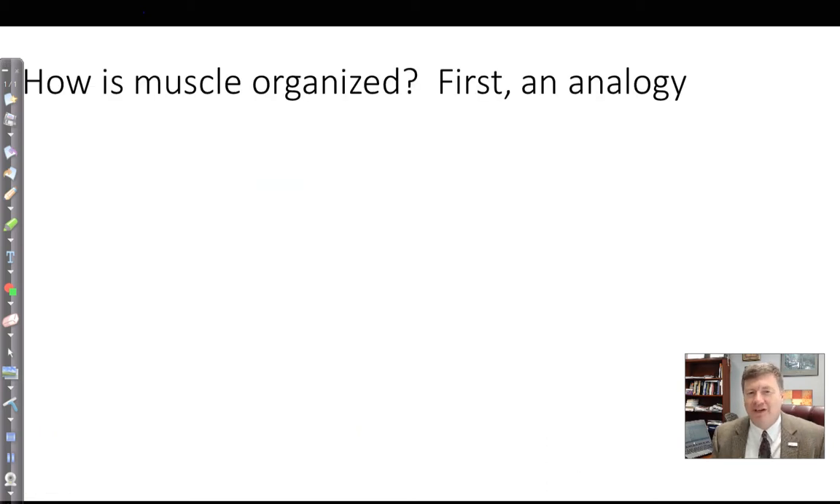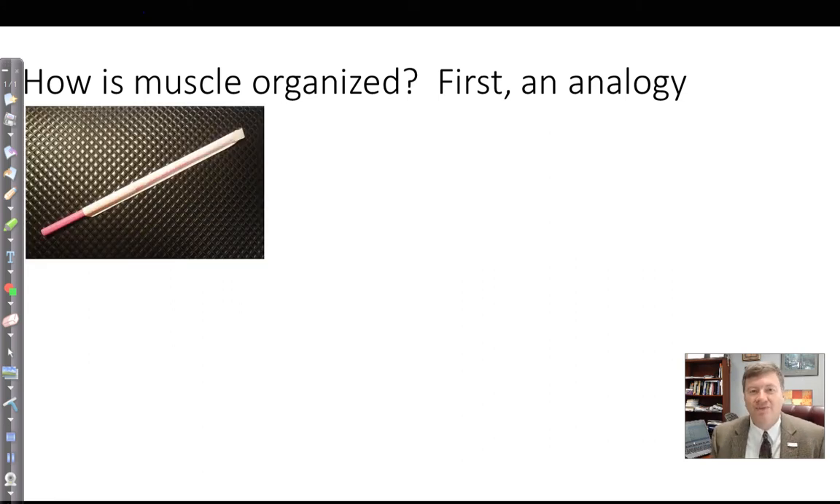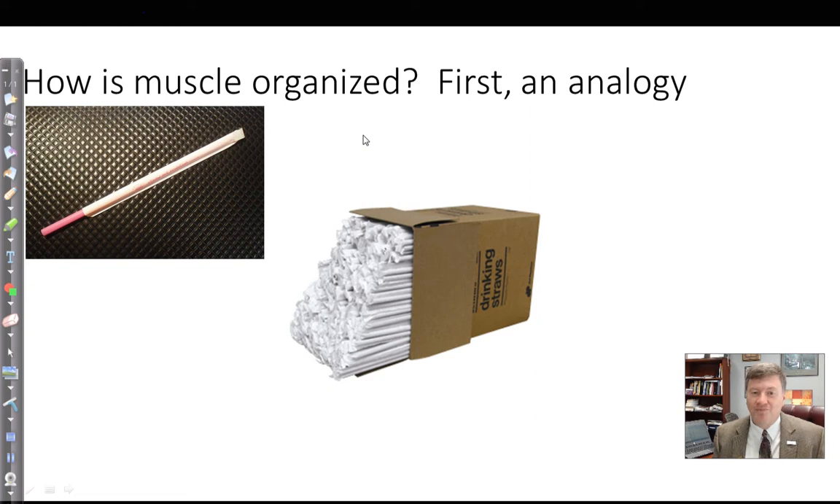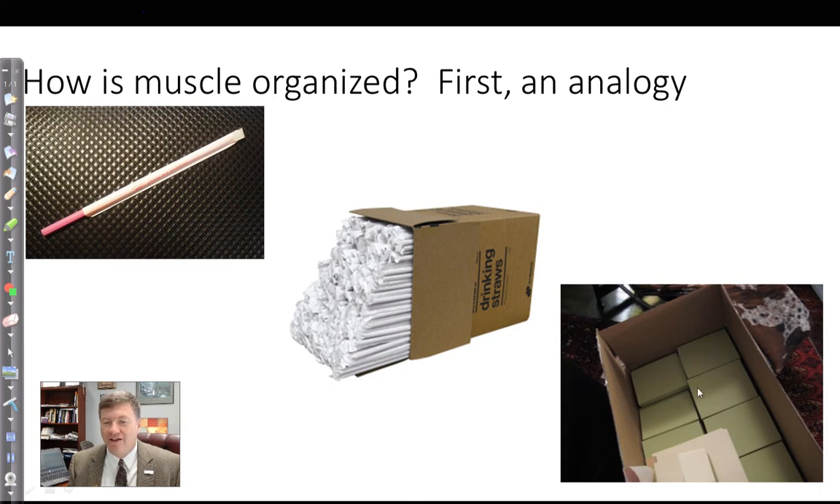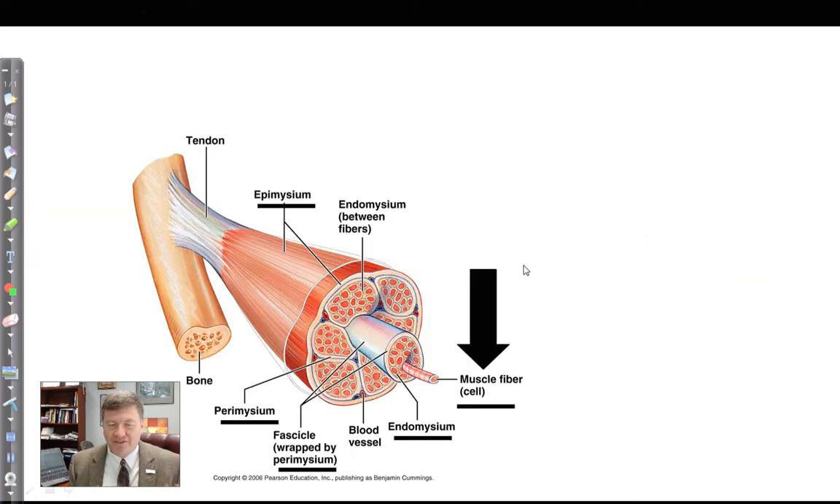So how is muscle organized? I think if I give you an analogy, it makes a lot more sense. Okay, this is a drinking straw. A drinking straw is wrapped in its own individual wrapper, right? Okay, so far so good. I could have a box of individually wrapped drinking straws, okay? And then I could have a crate that contains boxes of individually wrapped drinking straws. Okay, so think what's inside of this crate. Boxes. What's inside of the boxes? Wrapped straws. If you think about that analogy, and I'll come back to it on the next slide, this should make a little bit more sense.